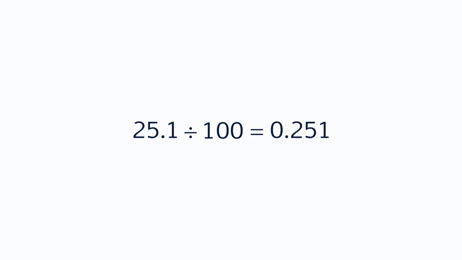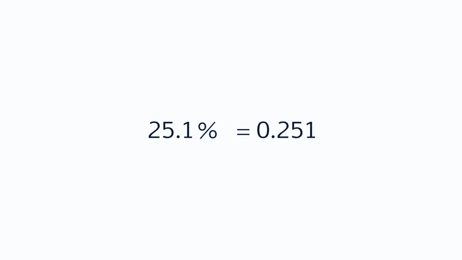Let's look at another example. You want to convert 25.1% to a decimal. First, you replace the percentage sign with 1 over 100, which is the same as dividing by 100. When you divide by 100, you move the decimal point 2 places to the left, which gives you 0.251. That means 25.1% is the same as the decimal 0.251.